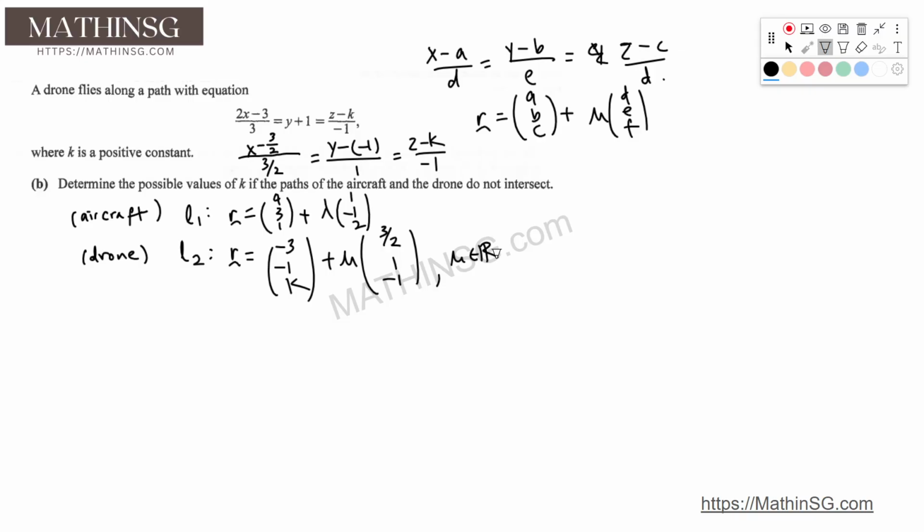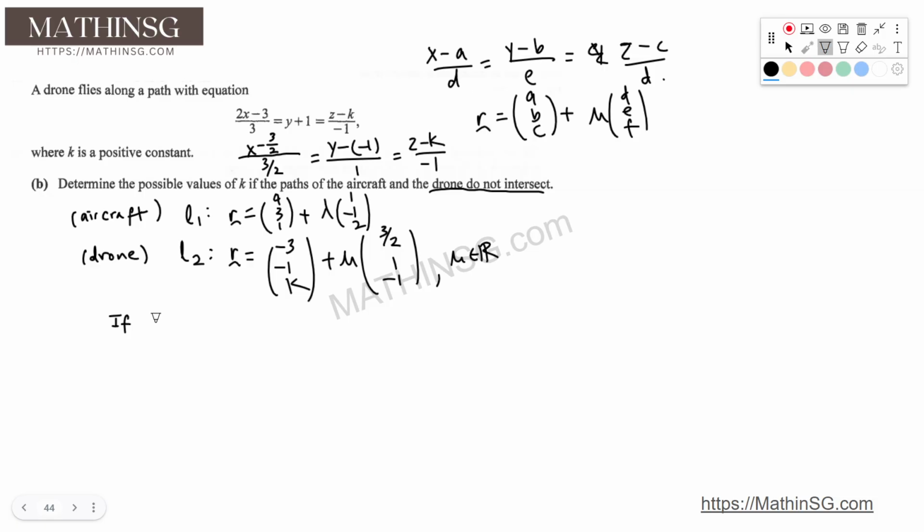Now that we have the equation of the drone and the aircraft, they say that they do not intersect. If they do not intersect, that means when we are solving for these values, we do not have consistent values of lambda, k, and mu to satisfy all 3 equations. So what I'll do is find what the possible values are if they intersect. Then if they don't intersect, I will just exclude these values.